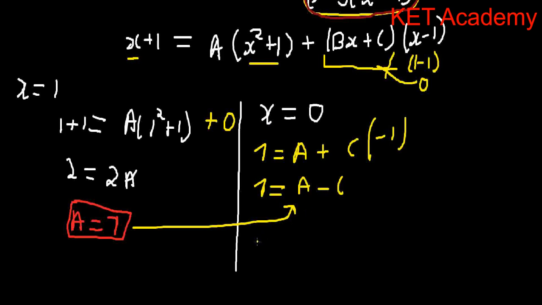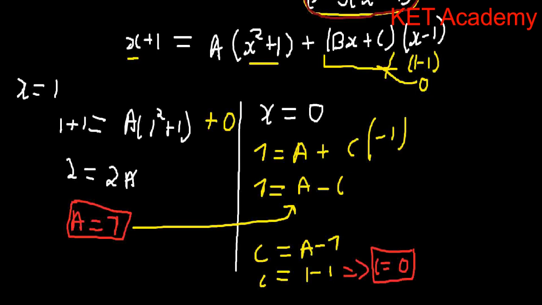Let me make c the subject of the formula. So we know that c will be equal to a minus 1. So this simply implies that c will be equal to 1 minus 1. Therefore our c is 0. This implies that c will be 0. Now that is our value for c.